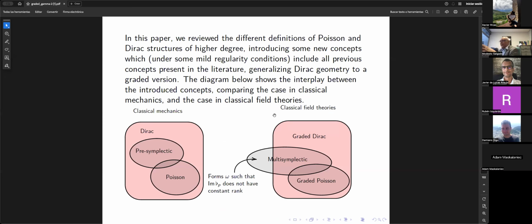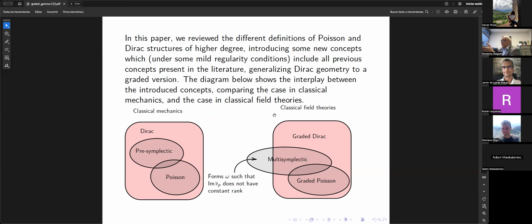I will go to this figure, because you can see the case in mechanics. You have Dirac structures, and inside, presymplectic and Poisson structures, and you have an intersection, because some presymplectic, for instance symplectic, manifolds are also Poisson. And so using these notions, you obtain the same thing in the case of graded things. You have graded Dirac, graded Poisson, and multisymplectic forms. We have a technical thing, because these mappings BP cannot have a constant rank in principle.